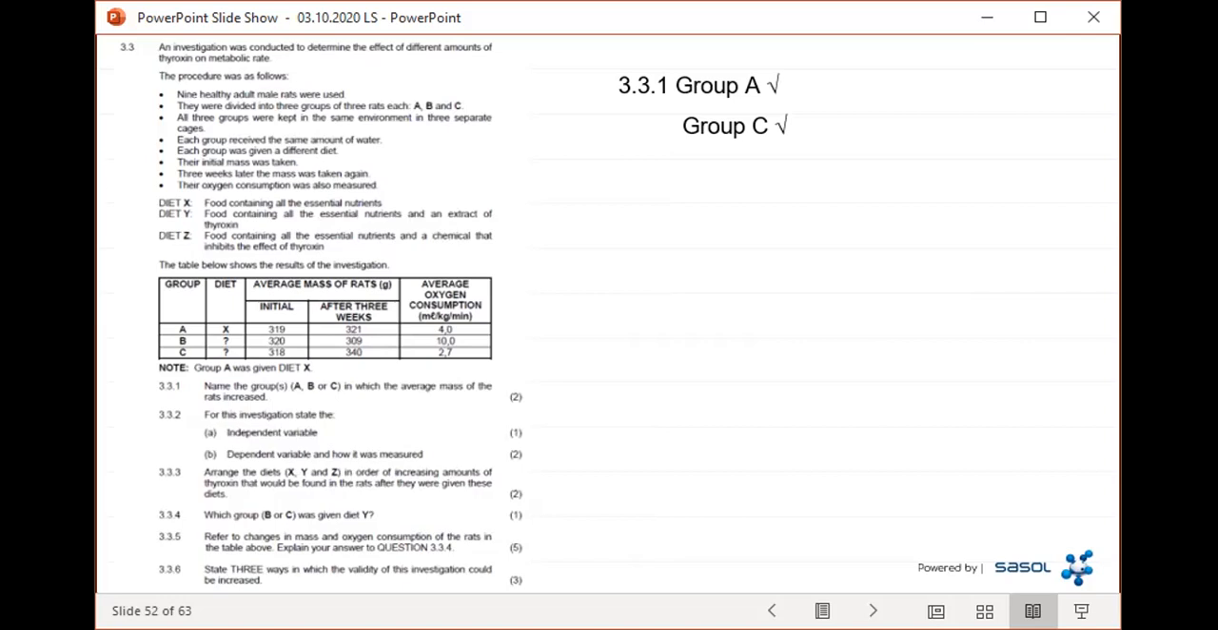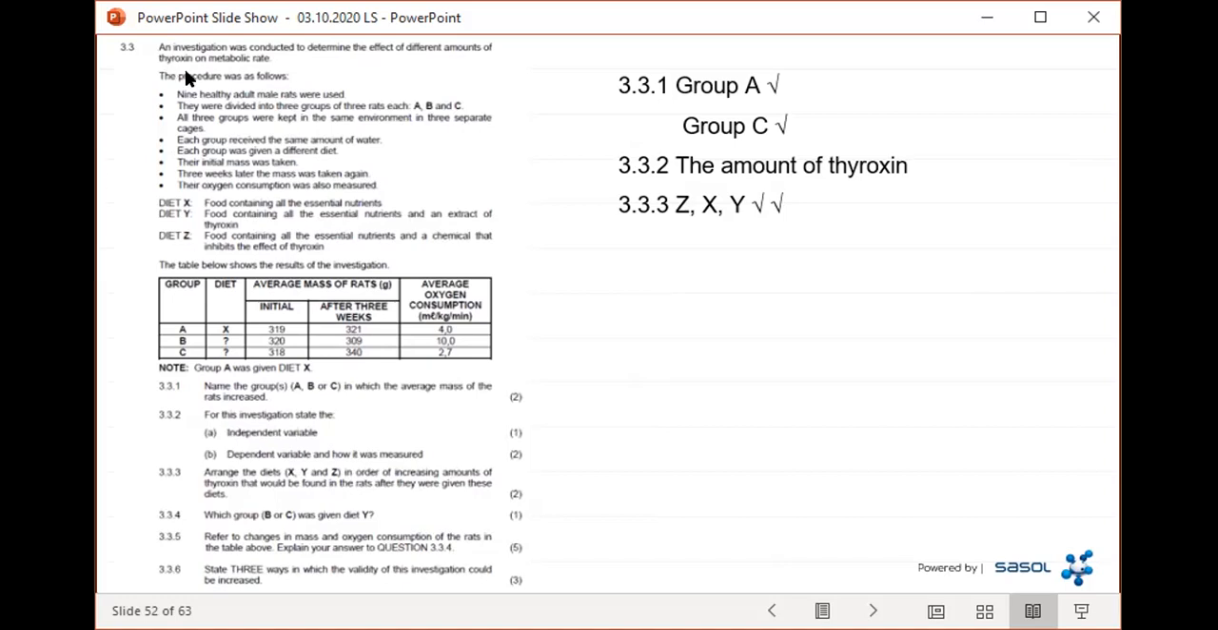Then question 3.3.2, for this investigation, state A, the independent variable, then B is looking for the dependent variable and how it was measured. So the independent variable would be the amount of thyroxine. And then, sorry about that, I think we don't have the answer to question 3.3.2, which is the dependent variable. So let's just go back here to the extract.